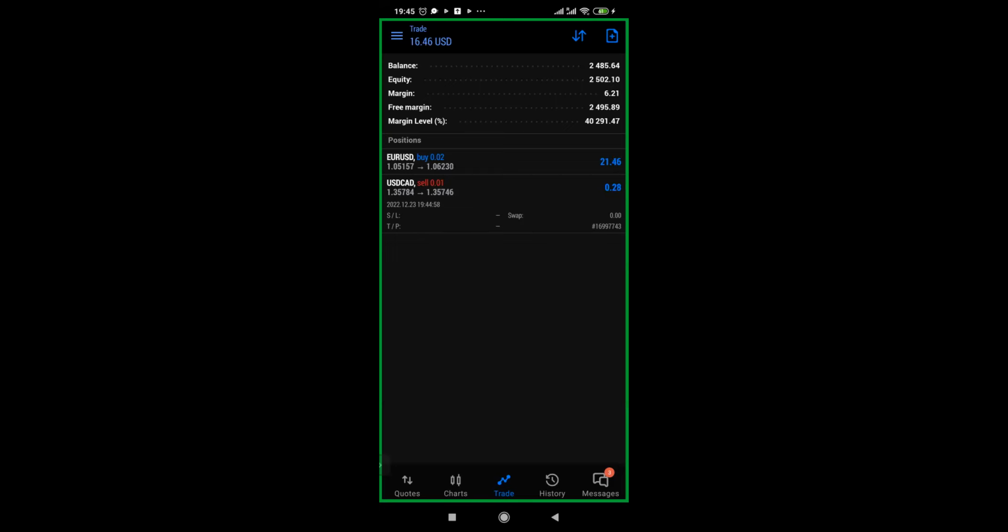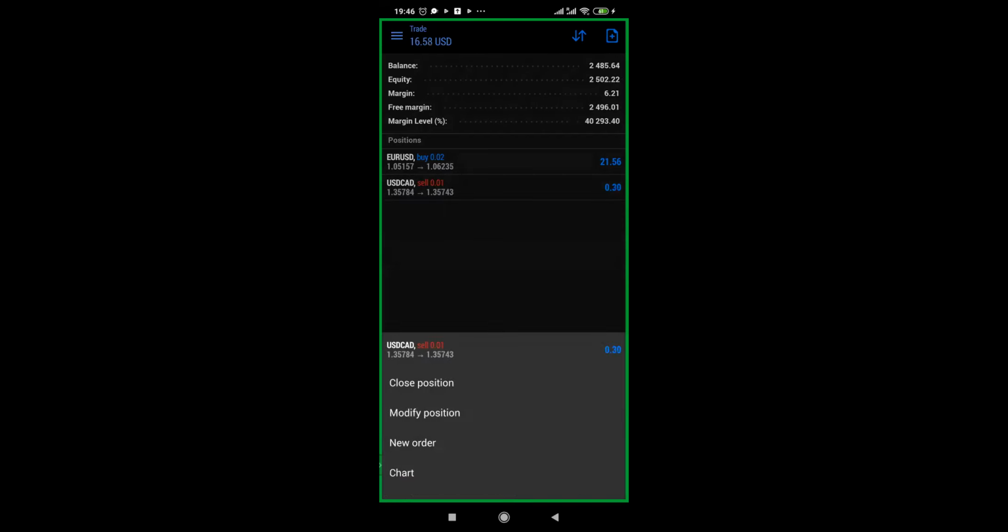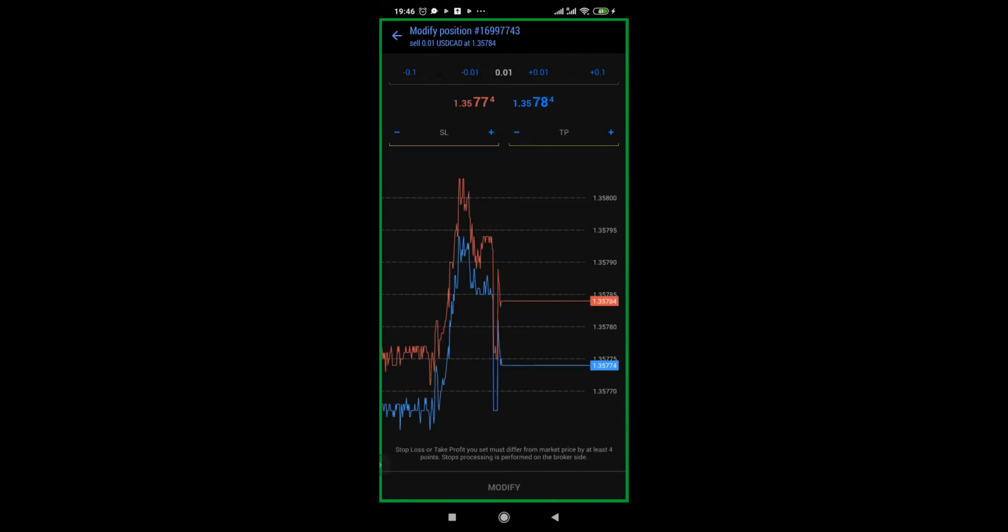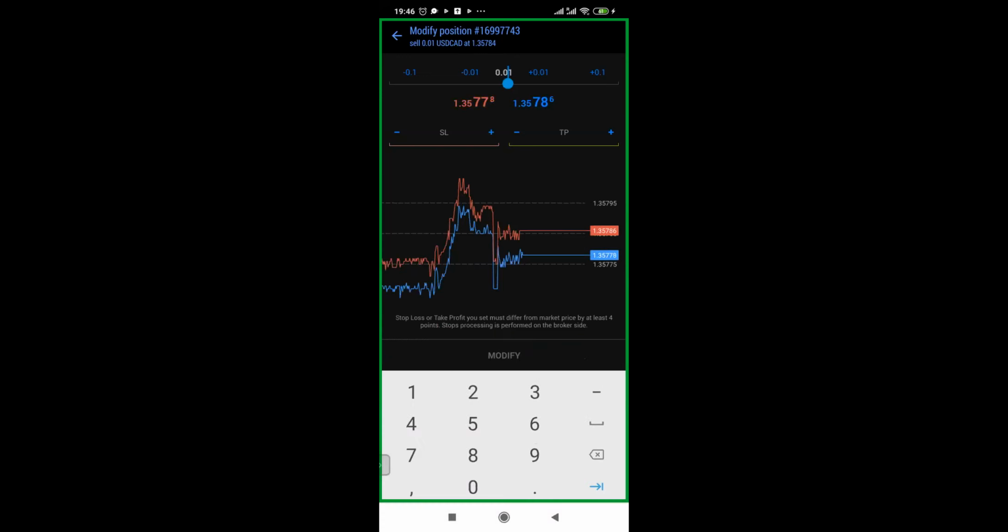We have opened a trade right now. To close a running trade, just tap on the trade for like 1 second. It will bring out another dialog box here, and then you can see options to close position, modify position, new order, or chart. Let's try modify position first. Modify position means that you can modify your stop loss and take profit. So as the trade is ongoing, if you want to change your stop loss or your take profit, you click on modify position and you can modify all of that.